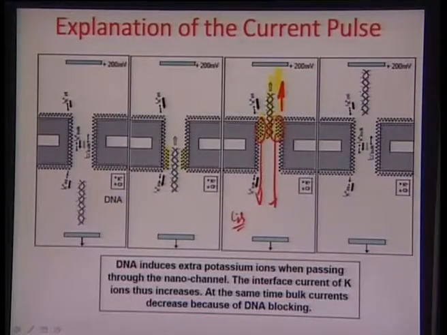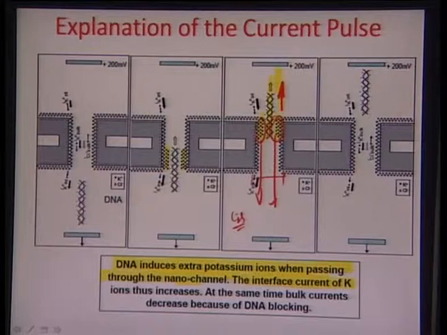This is more so also because the silicon surface here essentially develops a charged dual layer, because you are talking about the same range as that of the dual layer between the silicon and the translocating molecule. So this process is a lot more complicated than the normal micro scale Coulter counter. So essentially you can conclude by saying that in this case the DNA induces extra potassium ions when passing through the nanochannels.